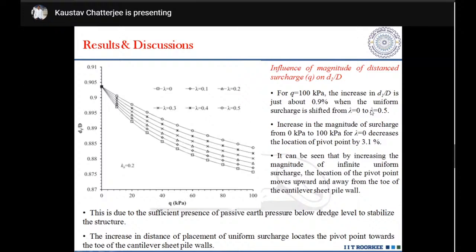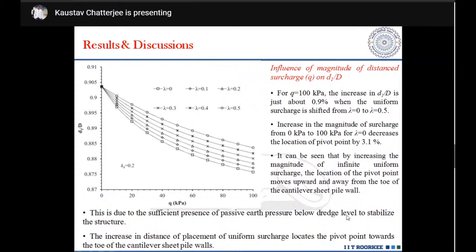So for Q equals 100 kPa, we have seen that d1 by d is about 0.9% when uniform surcharge is shifted from λ equals 0 to λ equals 0.5. And when the magnitude of surcharge increases from 0 kPa to 100 kPa for λ equals 0, it increases the location of the pivot point by 3.1%. That is, it can be seen that with an increase in the magnitude of infinite uniform surcharge, the location of the pivot point moves upwards and away from the toe of the cantilever sheet pile.